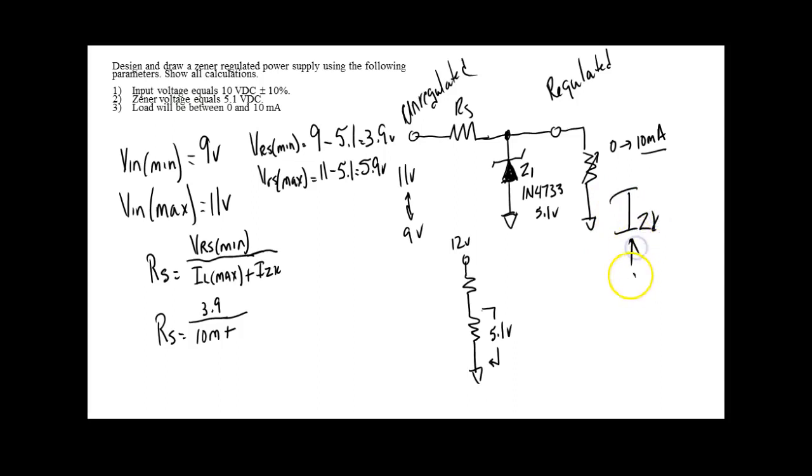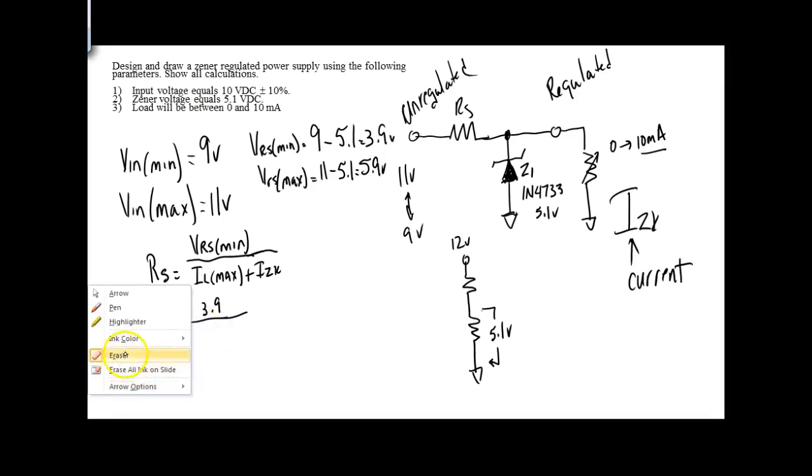IZK stands for current. Current is not in ohms. So 1 milliamp. So I'm just going to erase the 10 down here because I can do that in my head. So I'm going to divide this by 11 milliamps. So what's our calculated value for RS? 3.9 divided by 11 milli. What's the calculated value for RS?